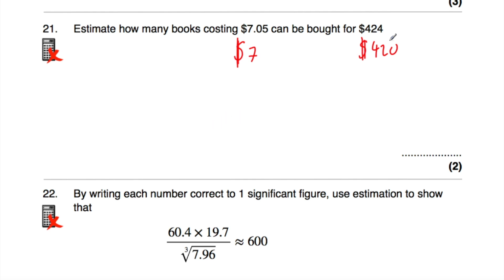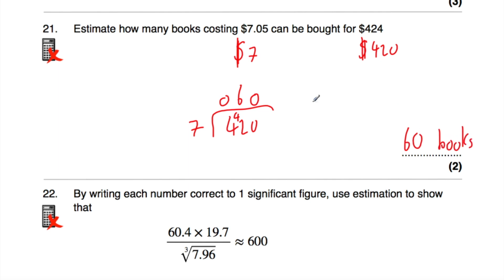So if I went into the shop with $420 and each of the books cost $7, we would do 420 divided by 7. And how many 7s go into 4? 0 remainder 4. How many 7s go into 42? Well, 7 times 5 is 35, so that'll be 6. And how many 7s go into 0? That's 0. So that's 60. So my estimate for the number of books that can be bought would be 60.